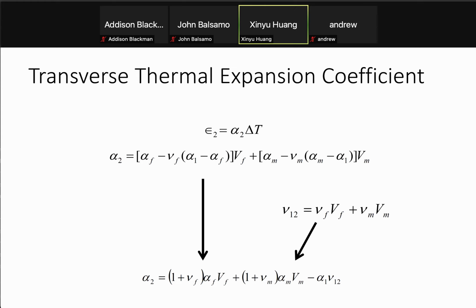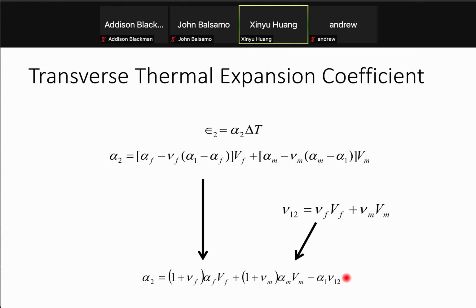That will be the effective thermal expansion coefficient for the two direction. It has many more terms. Fiber Poisson ratio, volume fraction, and this term actually happens to be the rule-of-mixtures equation for nu 12. So you can simplify that a little bit. So that equals this.